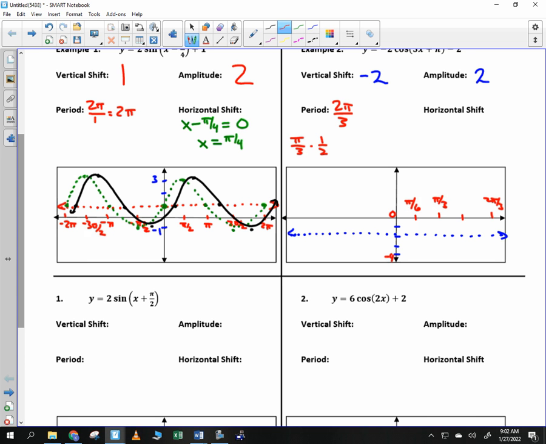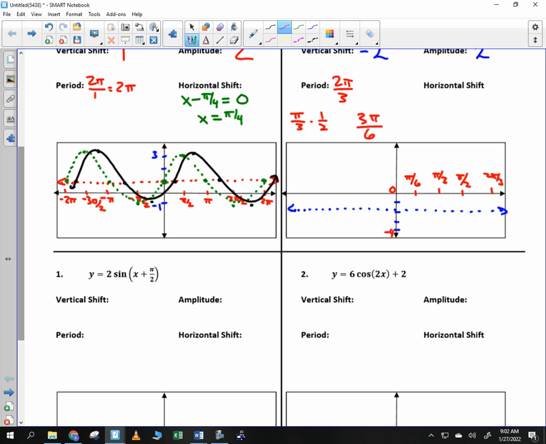I want to get the third tick mark. How do I get the third tick mark if I know the first tick mark? Times by 3, and you get 3 pi over 6. What's 3 pi over 6? I'll write it down. 3 pi over 6 is the same as what? Pi over 2. So a little bit different how those divided up. We'll do the same thing on the other side. -2 pi over 3. Negative pi over 3. Negative pi over 6. Negative pi over 2.